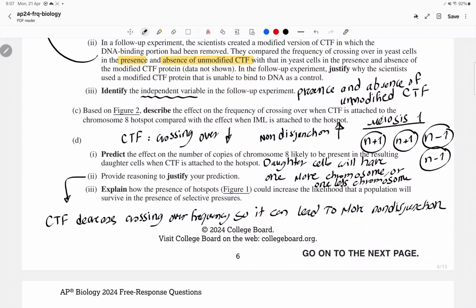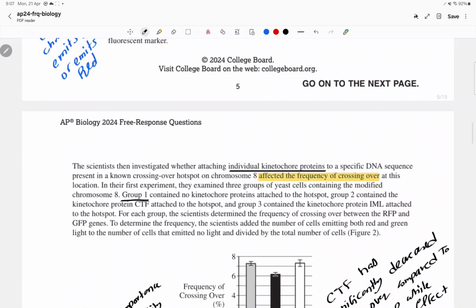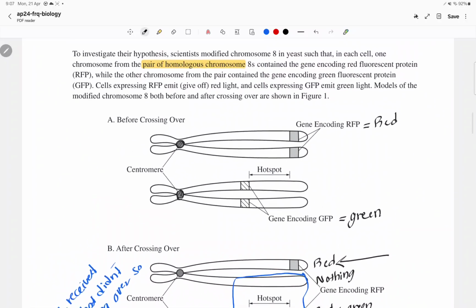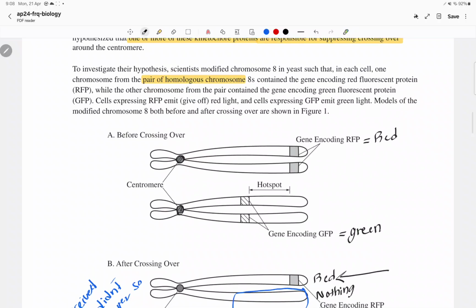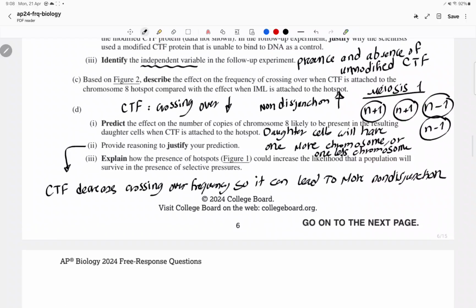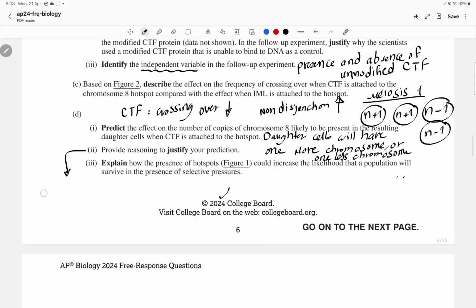All right. Triple I, explain how the presence of hotspots in Figure 1 could increase the likelihood that a population will survive in the presence of selective pressures. Well, let's go back to Figure 1 for a second. And in Figure 1, we have crossing over, we have hotspots, and we're told that the hotspot is basically the area of having a higher frequency of crossing over. Okay, well, if you have more frequency of crossing over because of the hotspot, you will expect more genetic diversity, which means that you will have more chance of survival and reproduction.